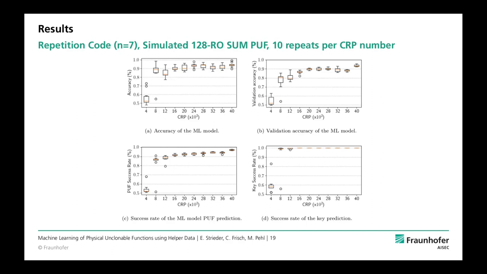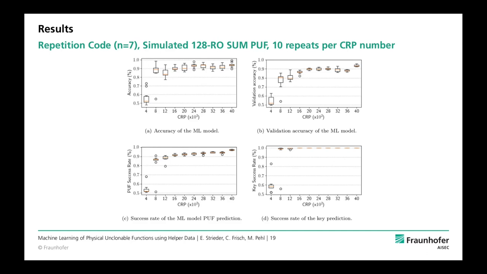Let's take a look at some results. Here we see results of an attack using the repetition code and a simulated 128 ring oscillator sum path. On the x-axis of all plots, we see the number of used challenge response pairs. All four plots show different steps in the attack. The top two plots show the accuracy and the validation accuracy of our machine learning model during training. This information would also be available for an attacker.